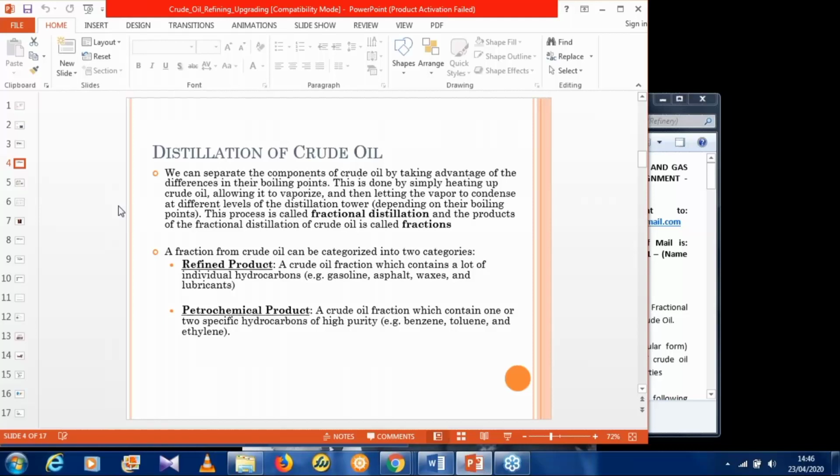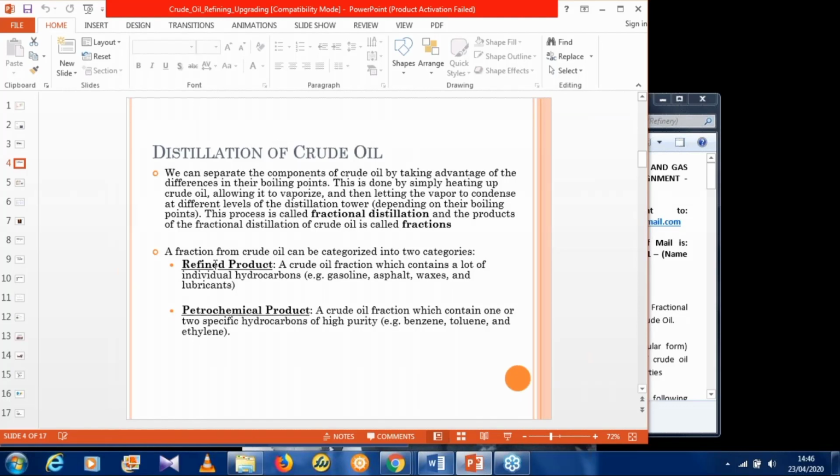Now, this is what I just explained, that according to their boiling point, they will vaporize, okay, and that process is known as fractional distillation. Take note of that, fractional distillation, the process by which crude oil is separated into its various components, by heating the oil up and allowing it to vaporize. Now, the property that makes it possible for this to happen is the boiling point and the molecular weight.